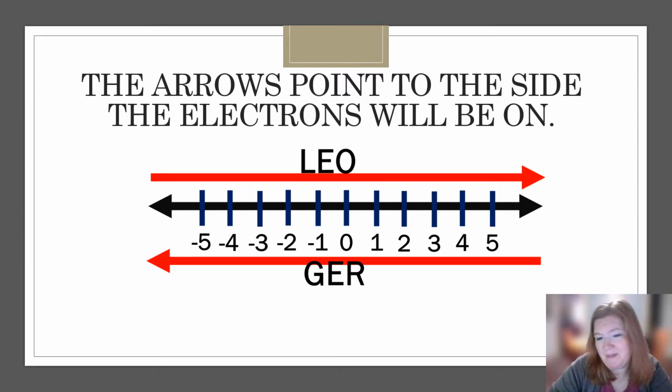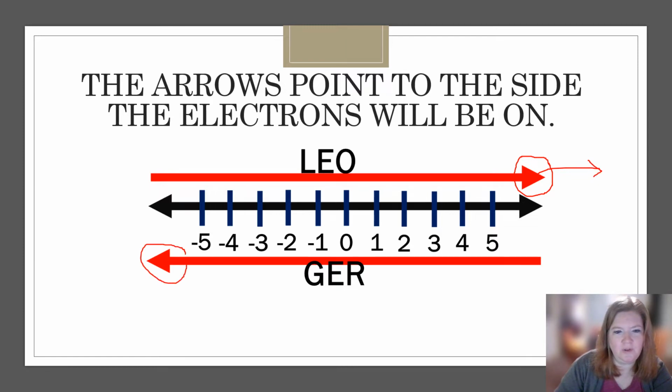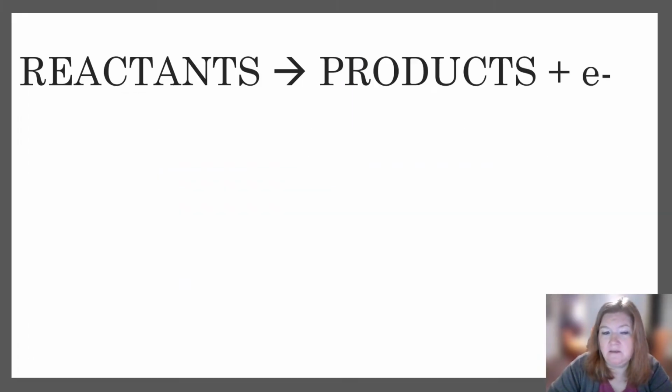Now, also, as a fun little fact, the arrows point to the side of the reaction that the electrons will be on. So see how the oxidation, the LEO arrow, is pointing this way? That says, hey, the electrons should be on this side of the equation. And see which way the GER or the reduction arrow is pointing? It says, hey, the electrons should be on that side of the equation. So what do I mean? Let's look.